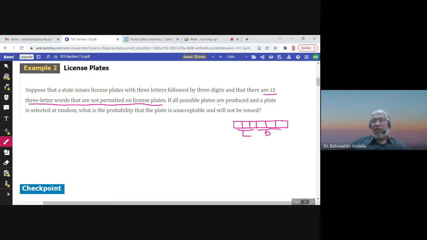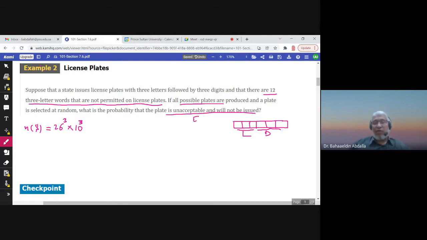If all possible plates are produced, what are all possible plates? That consists of 3 letters followed by 3 digits. What is the number of possible plates, the number of elements in the sample space? 26 letters times 26 times 26, 3 times. Then digits, there are 10 digits. So these are the number of all possible plates. And a plate is selected at random. What is the probability that the plate is unacceptable and will not be issued?